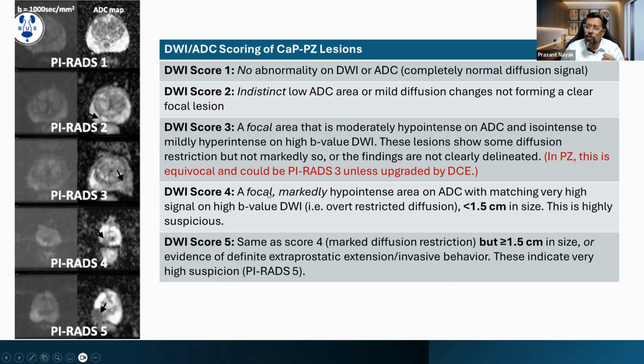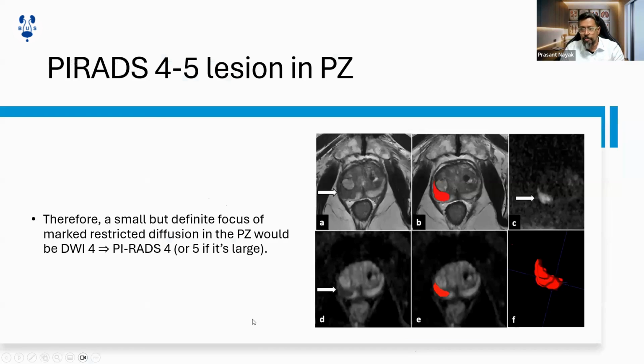So as we see more and more numbers, you will get more proficient in how to identify it. But you should understand the logic behind why we classified based on DWI and ADC, whether it is 1, 2, 3, 4, and 5. So you can see here a PI-RADS 4 or 5 lesion in a peripheral zone. So you can look at this image.